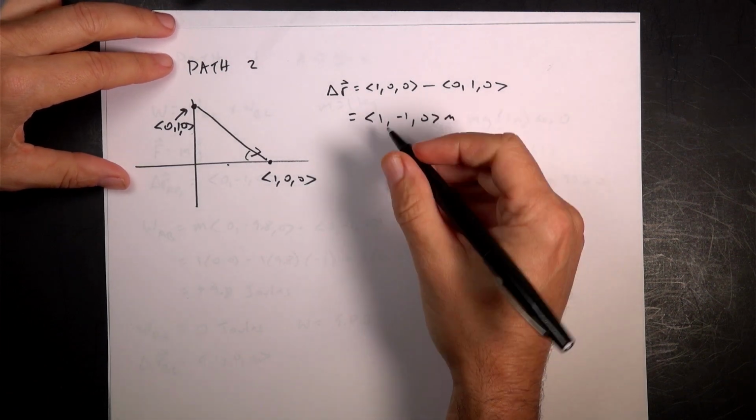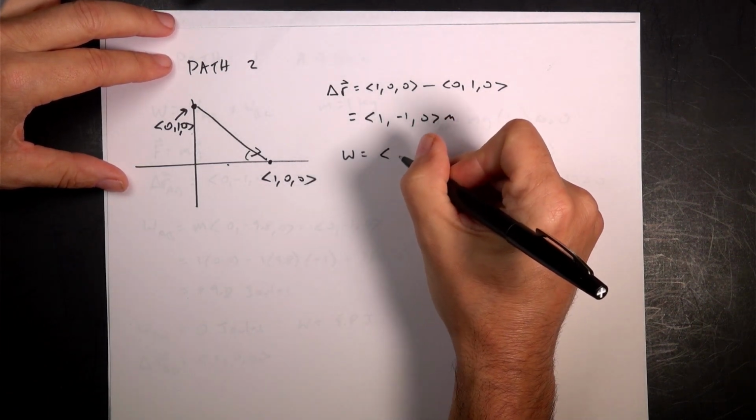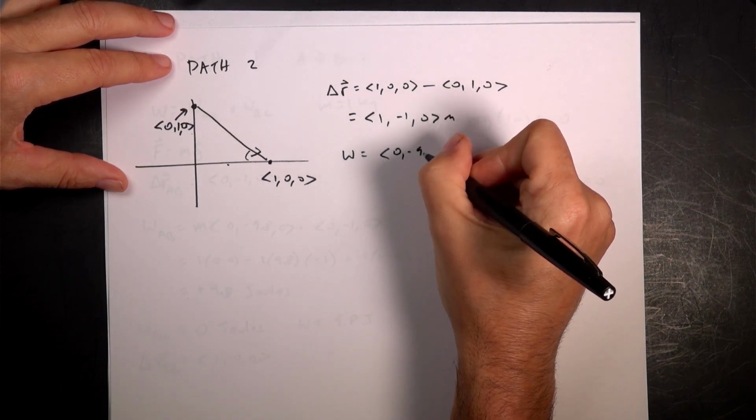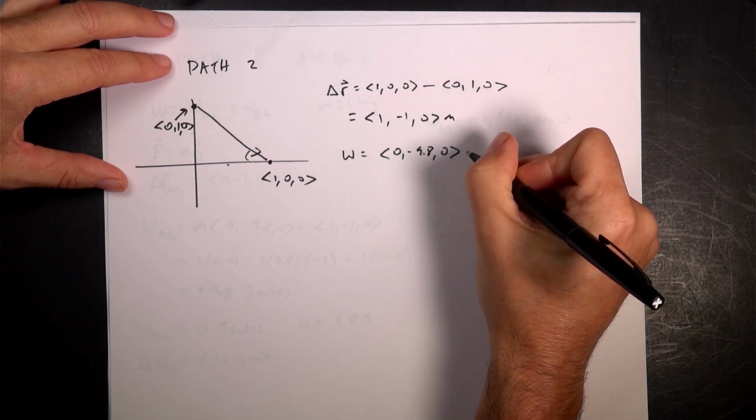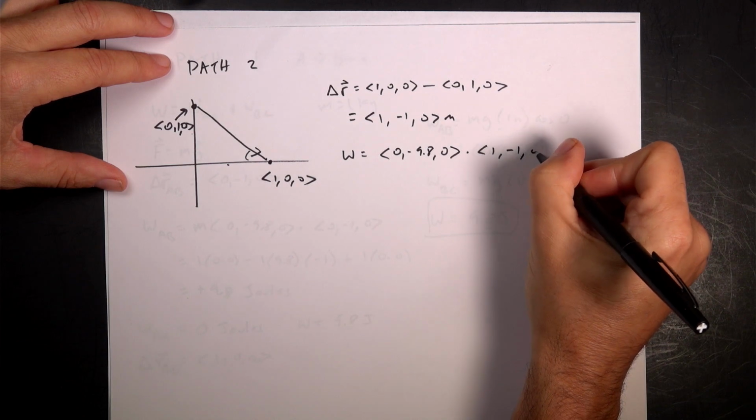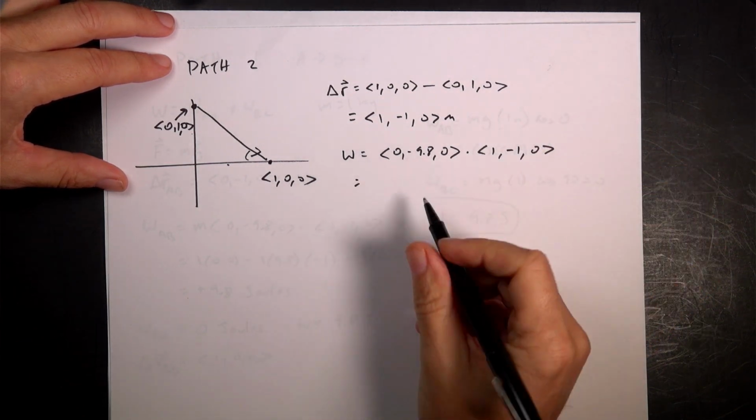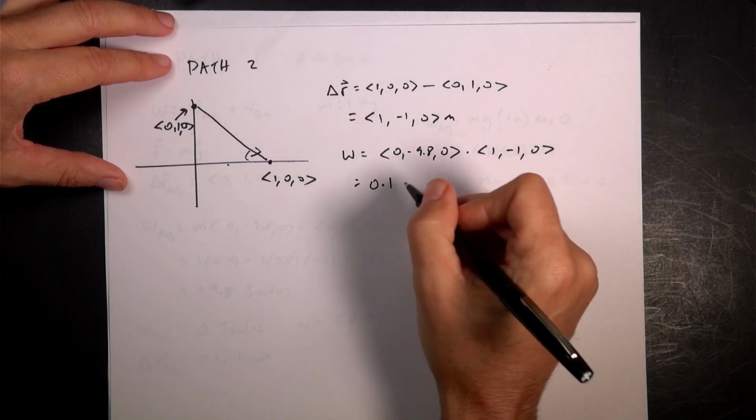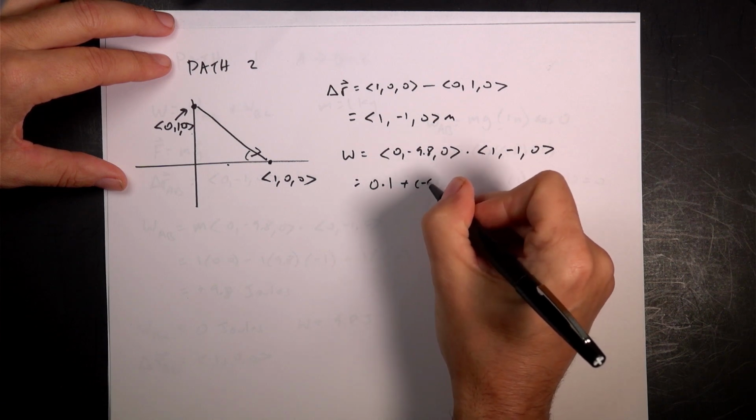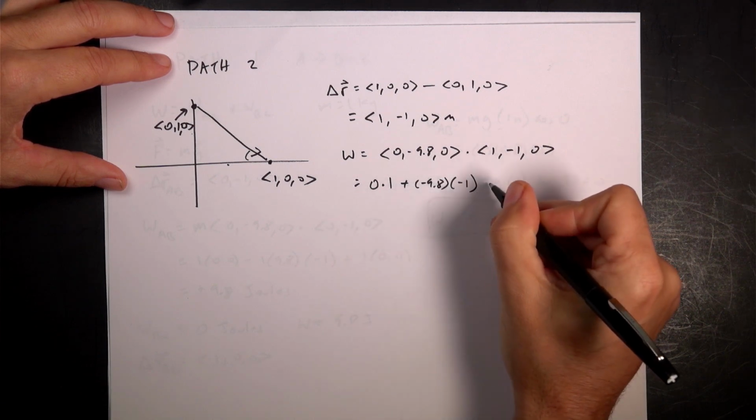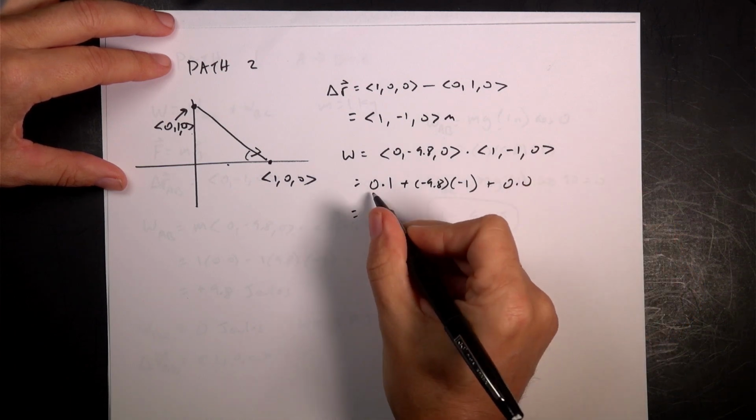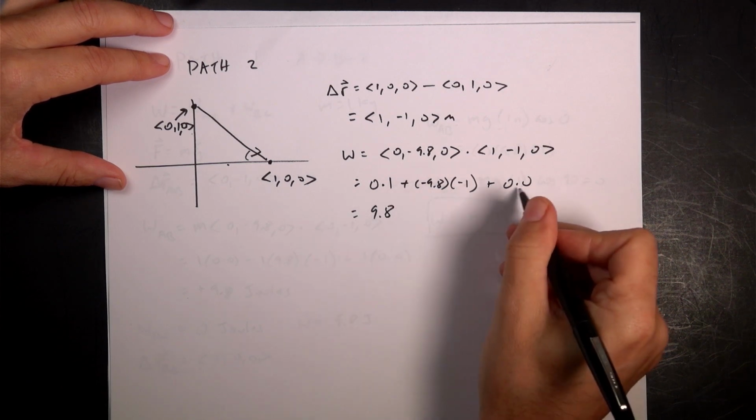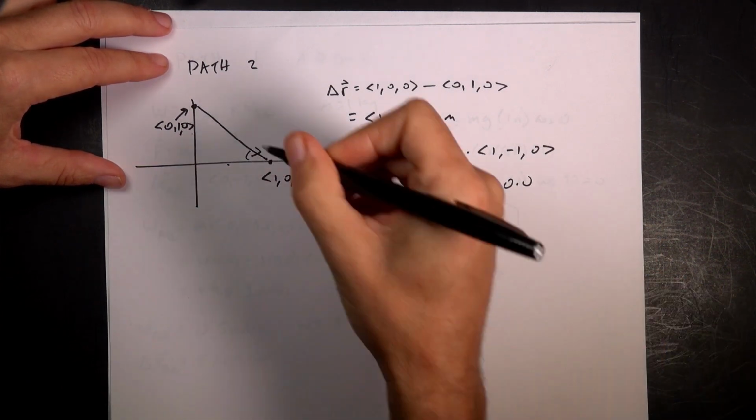So that's my displacement. Now I can do work. I have the force is 0, negative 9.8 newtons, 0, dot 1, negative 1, 0. So now if I do the dot product, I get 0 times 1, plus negative 9.8 times negative 1, plus 0 times 0. So 0 times 1 is 0, negative 9.8 times negative 1 is 9.8, and 0. Okay, so now let's do it the other way.